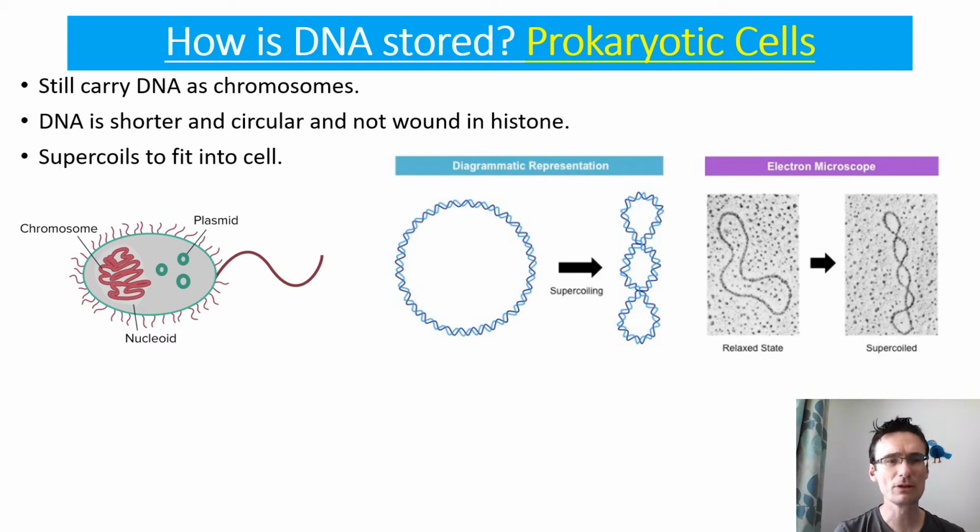However, it does supercoil to fit into the cell, and that's why we still call it a chromosome as opposed to just saying it is just DNA. So you can see here, you've got the circular bit of DNA, and then that supercoils up to take up less room. And you can see that's actually happening in this part here, under the electron microscope. So you see it's supercoiling there.